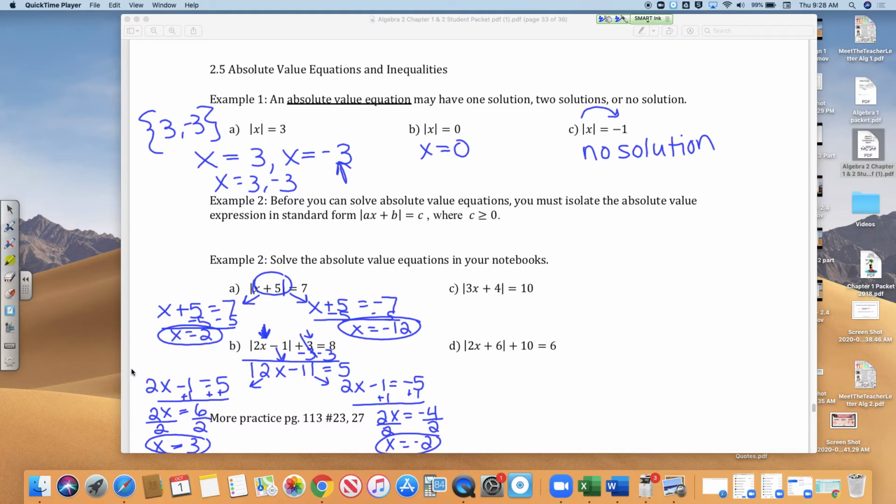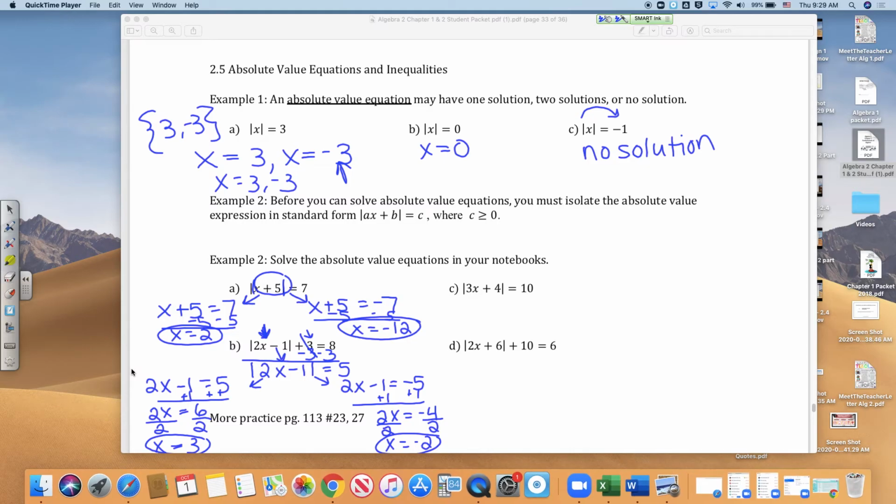What I want you guys to do now is please pause the video, try C and D on your own. Don't forget, the first thing you have to do is isolate the absolute value bars if they're not already isolated.